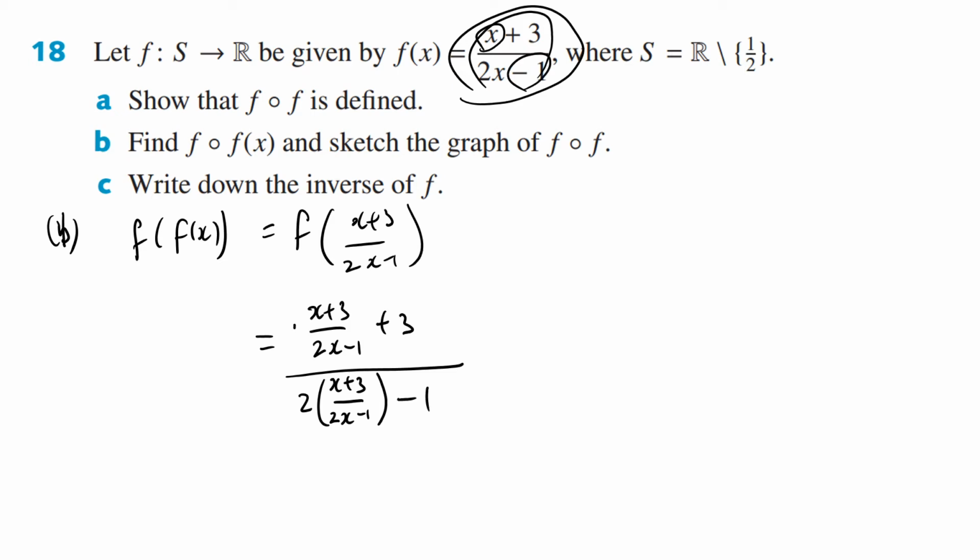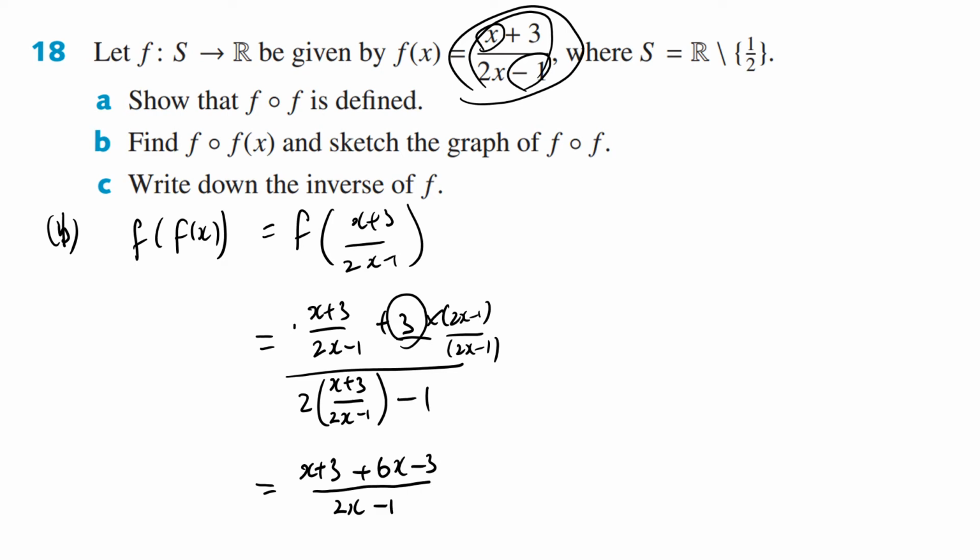Okay. Then we need to put everything over the same denominator. So that 3 needs to go over a denominator of 2x minus 1. So we're going to multiply the top by 2x minus 1 and the bottom by 2x minus 1. That means what we've got is x plus 3 plus multiplying out, we get 6x minus 3. That's all over 2x minus 1.